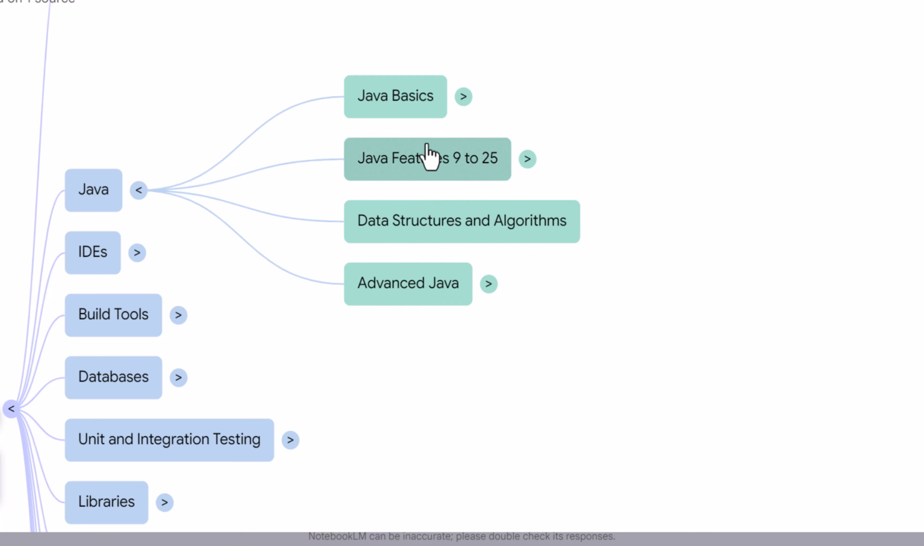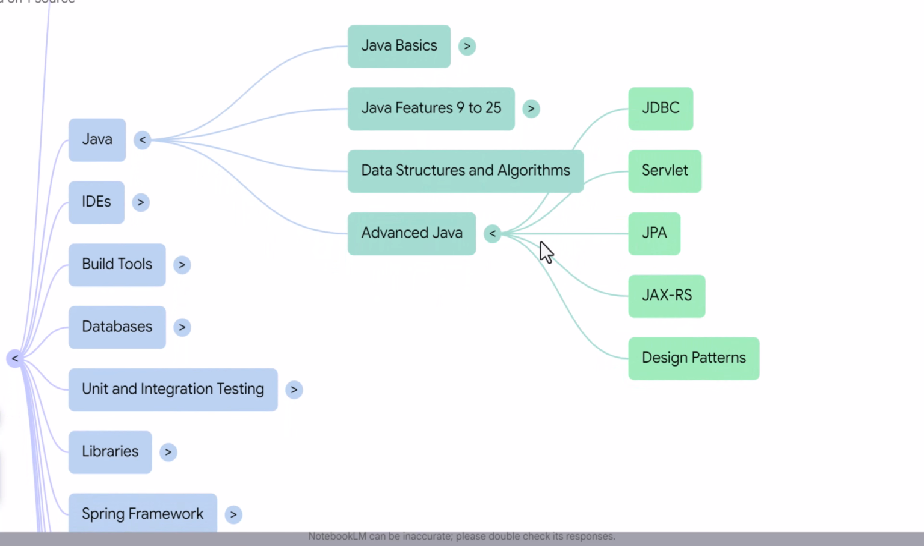After basics and algorithms, you move into advanced Java. This is where you transition from learning Java to building real backend applications. You learn JDBC to interact directly with databases. You learn servlets to understand how web servers handle requests internally. You explore JPA to simplify database interactions using ORM. You learn JAX-RS to build REST services without frameworks. And you dive into design patterns, which teach you how to write clean, maintainable, and reusable code. These concepts prepare you for the Spring ecosystem.